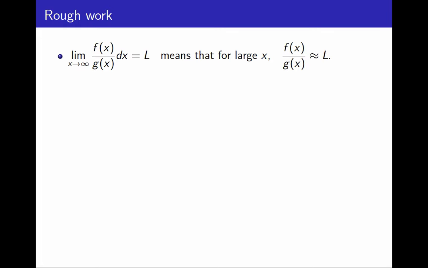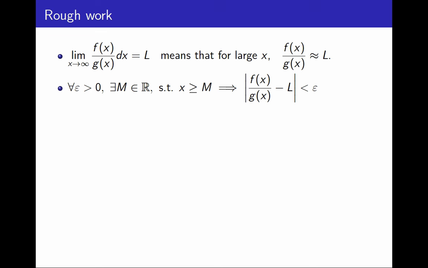So let's use the formal definition of limit. Here it is. We know that for every epsilon positive number, there exists a real number m, such that if x is greater than or equal to m, then the distance between the quotient and L is less than epsilon. Let's focus on the inequality at the end. I'm just manipulating these expressions for now. That inequality means that the quotient is between L minus epsilon and L plus epsilon.